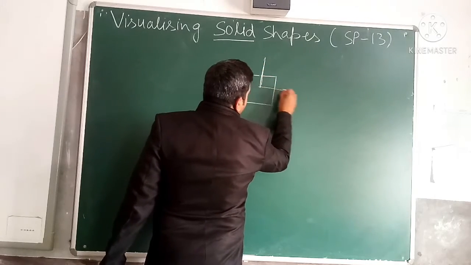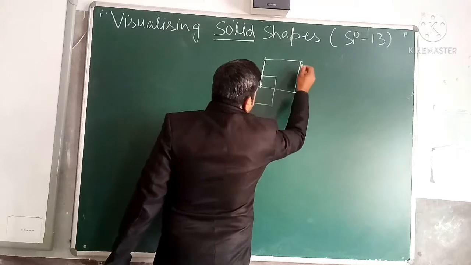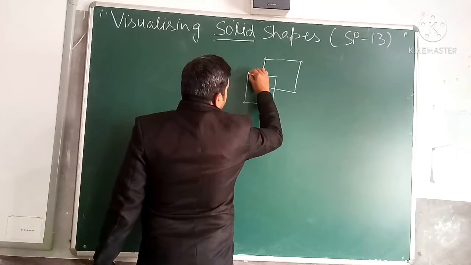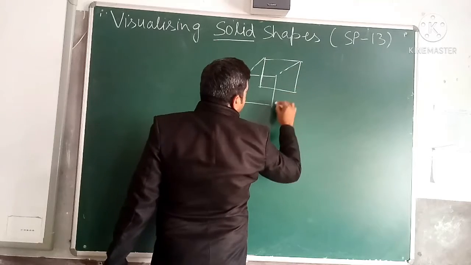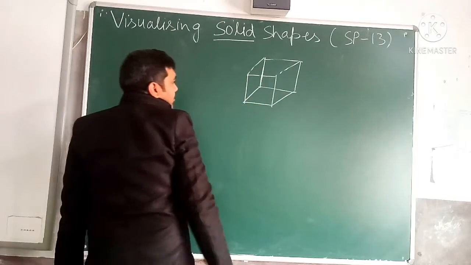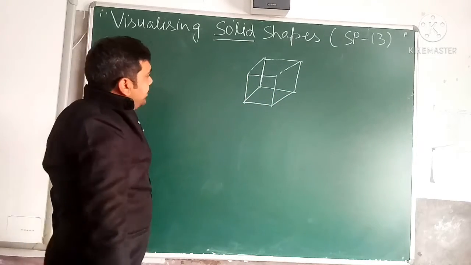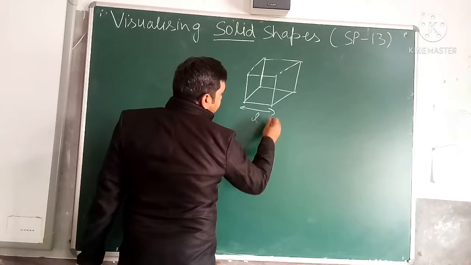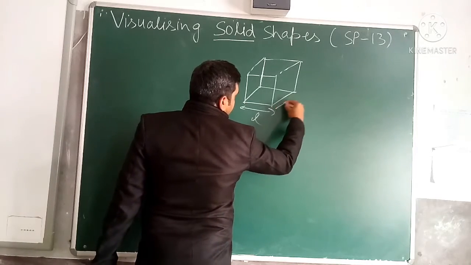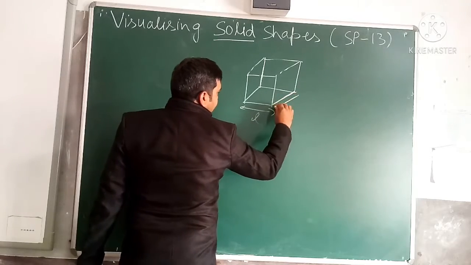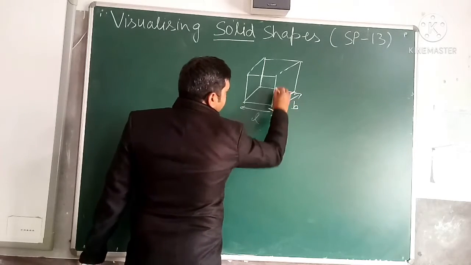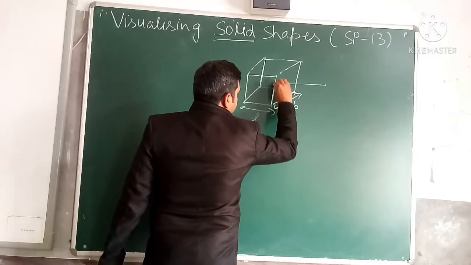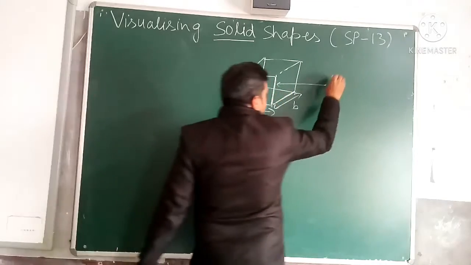So there is a cube. This cube is a solid because it has three dimensions. This is called the length. This dimension you can consider as breadth. And this dimension is considered as the height.